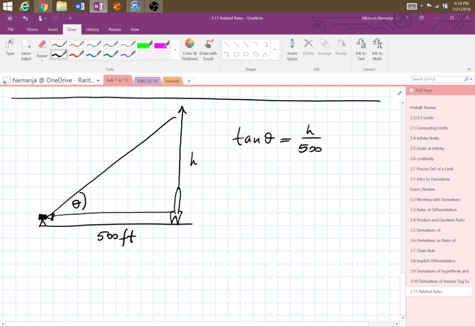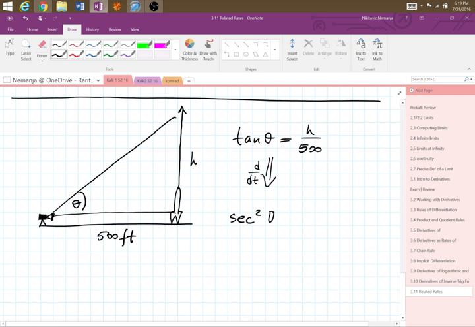Now, what am I figuring out? I'm figuring out the angular velocity, which is d theta dt, with the speed of the rocket, which is the change in height. So as soon as I differentiate this in terms of time, we are going to get the related rates, which relates what we actually need. So what's the derivative of tangent theta?